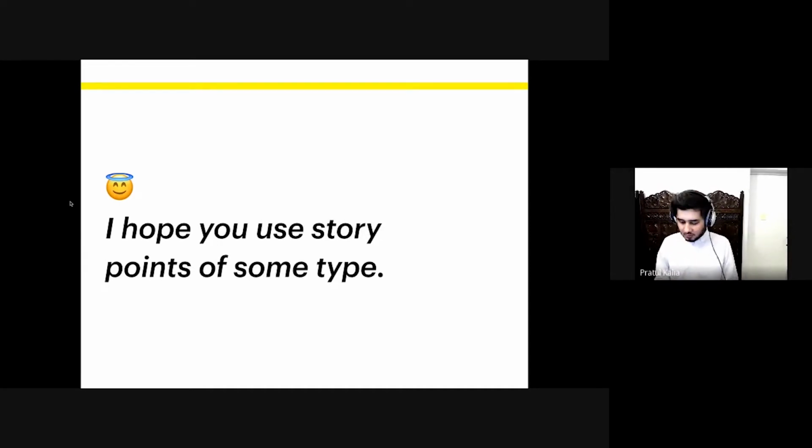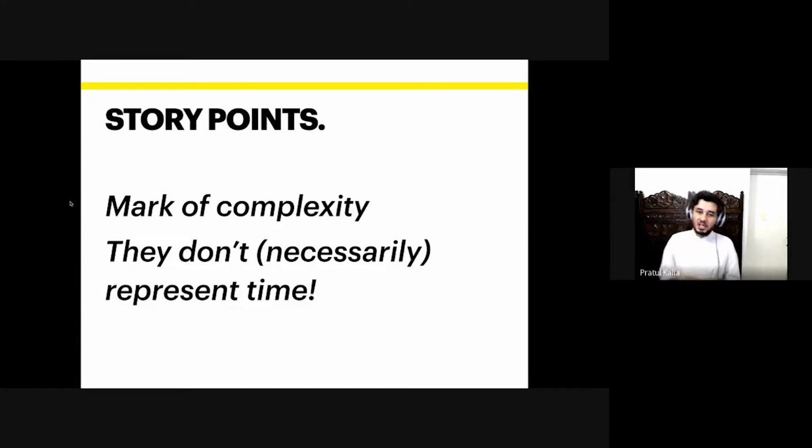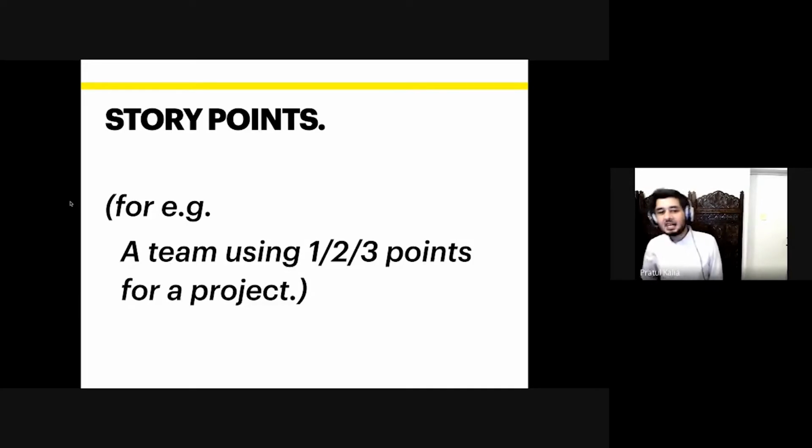Story points are a mark of complexity, and they don't necessarily represent time. Why do I say necessarily? Because in some fashion, from a team's perspective, they might represent time. But largely, the reason why so many teams use story points is because there is a lot of complexity. Now let's take an example of a team which uses 1, 2 or 3 points. That's the scale they're using for a certain project.